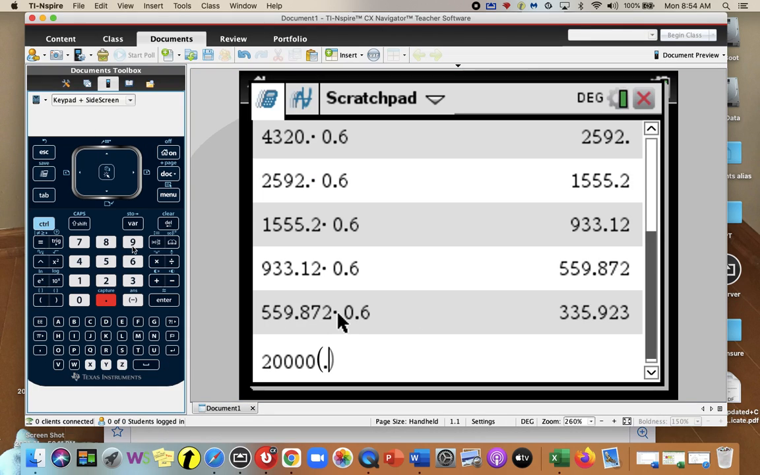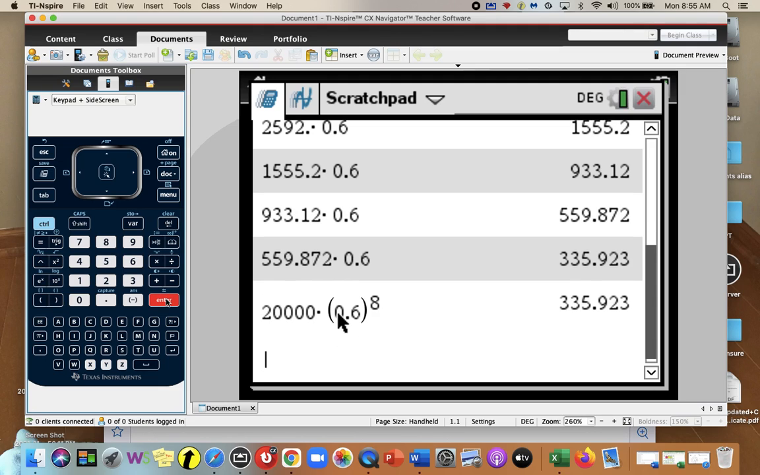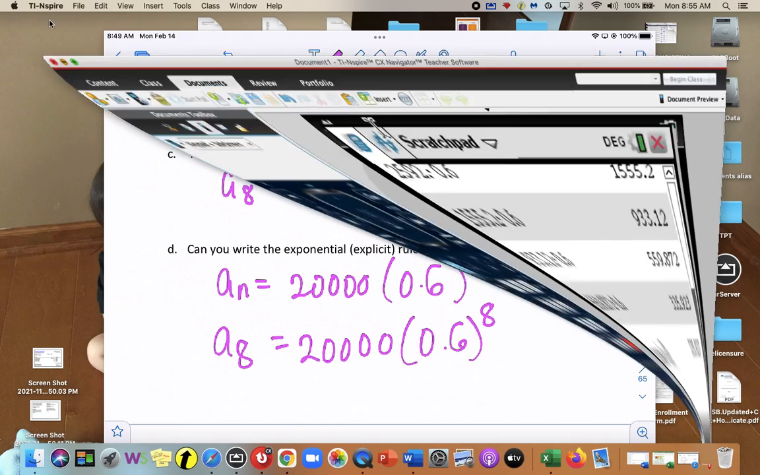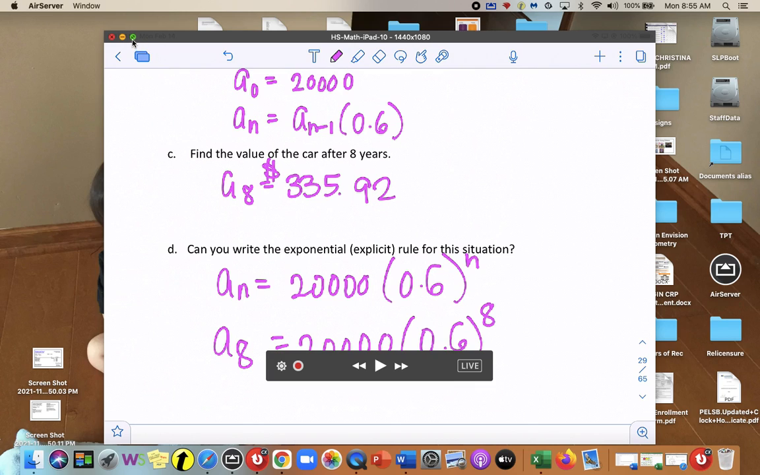So here's our starting value. Here's our decay rate to the power of 8 years. And you can see that it's the same. So again, in math, you usually have several ways to do a problem. In this case, you do. You can program your calculator and do it recursively, or you can write the explicit rule and do it exponentially.